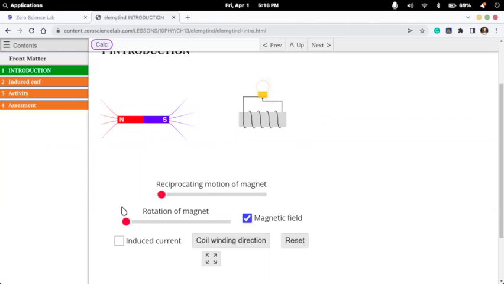Who was the first person to observe this? Ampere? No. A famous personality, Michael? You know the name? Can you guess at least? Faraday. The name is Faraday. Michael Faraday. He is the first.